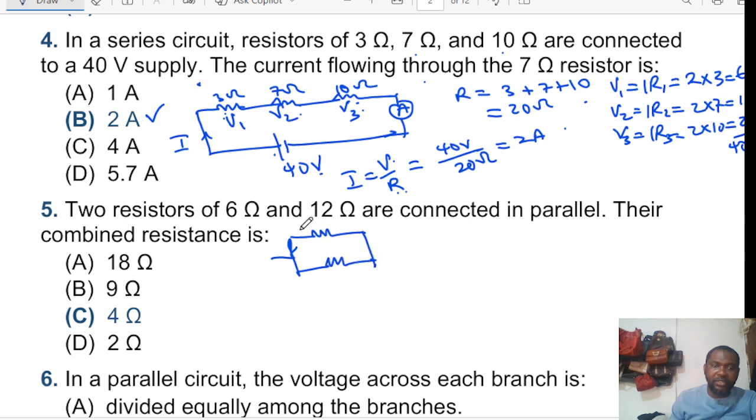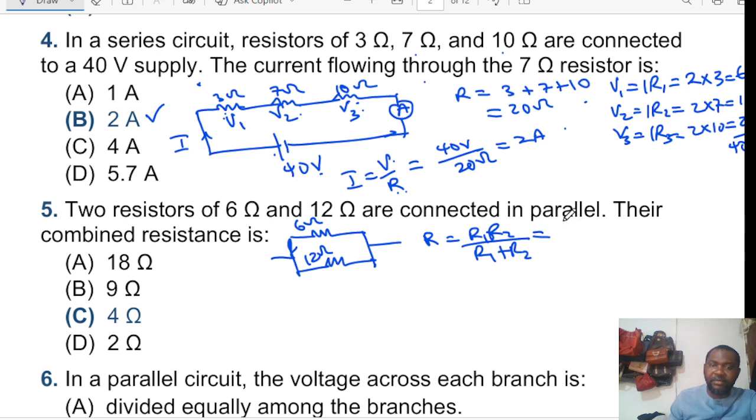When two resistors are in parallel, this is how we write it. This is 6 ohms, this is 12 ohms. But I prefer to use a formula whenever two resistors are connected in parallel. It helps you get your answer fast, especially in an objective setting. The total resistance is the product of the resistors all over the sum of the resistors.